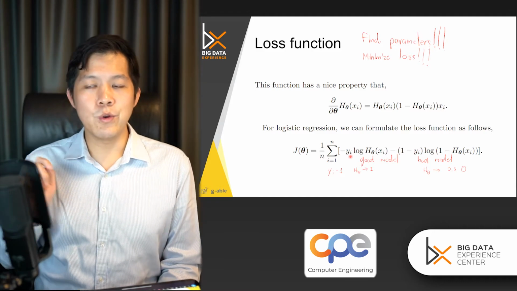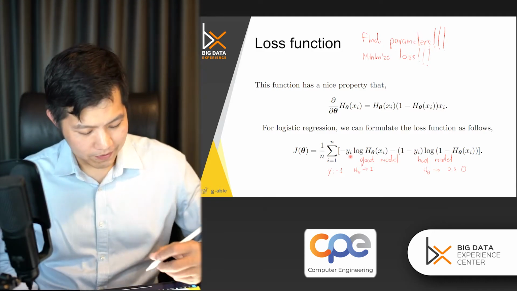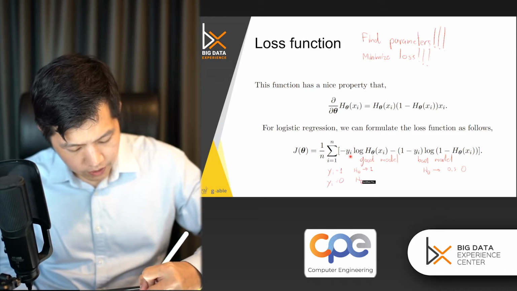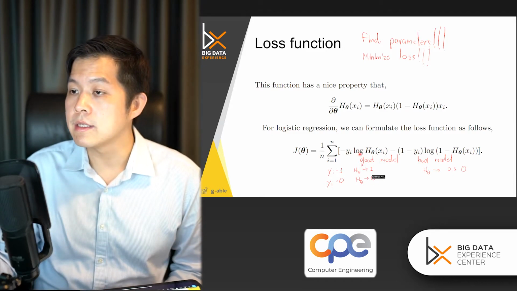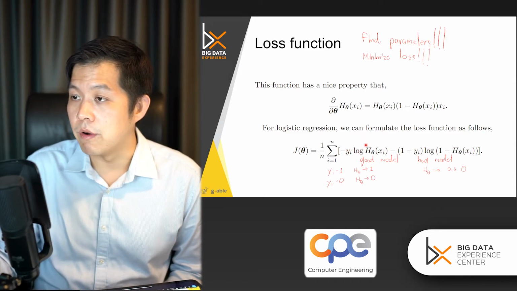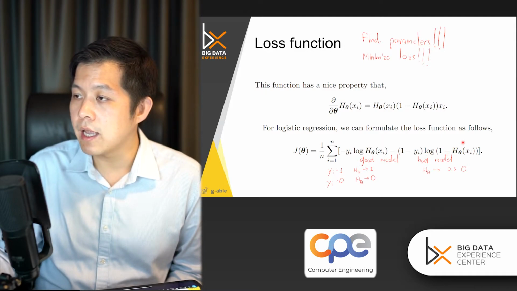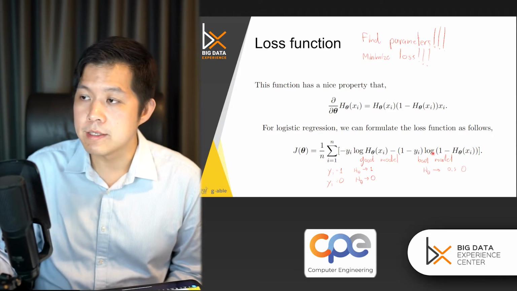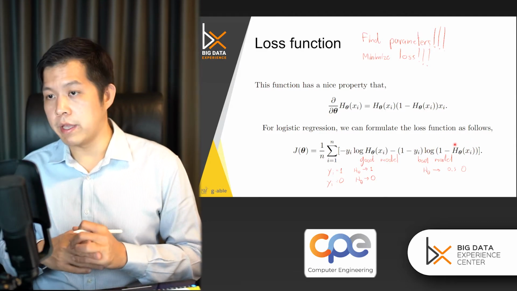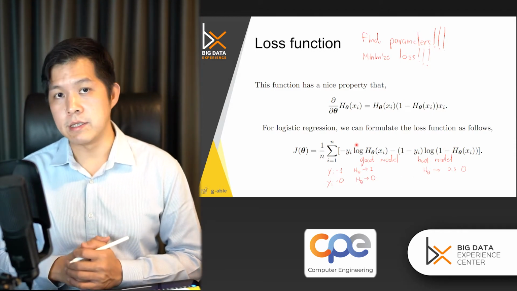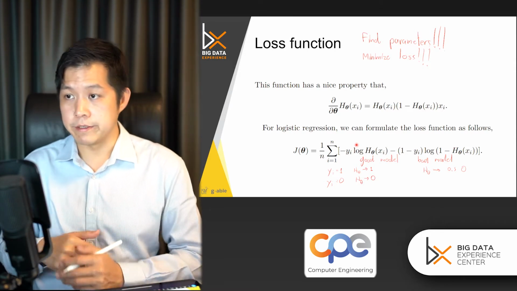Now in a good model, let's say yi equals 0, then h theta would approach 0. In the good model case, yi is 0, the first term becomes 0, and this is 1 minus yi, which would be 1, and this is log of 1 minus h theta. Since h theta approaches 0, this would approach 0 as well. So in the good model case, the loss on either side would be approximately 0. This is called cross entropy.